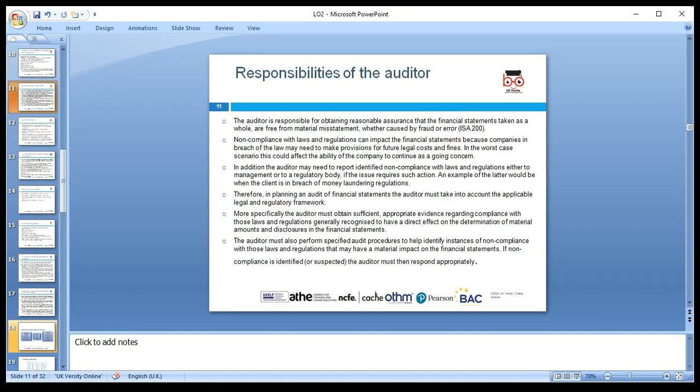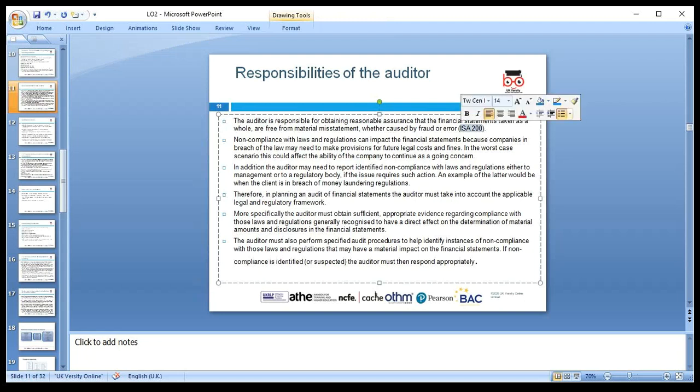Then the responsibility of auditors. The auditor is responsible for obtaining assurance. What is assurance? That the financial statements are free from material misstatement, that whatever we said is right, free from fraud and errors. We have International Standard on Auditing 200.